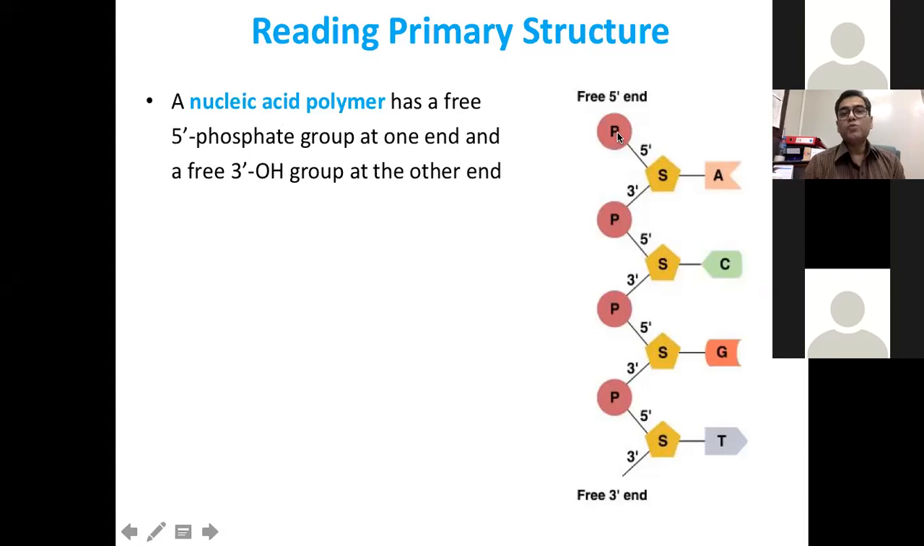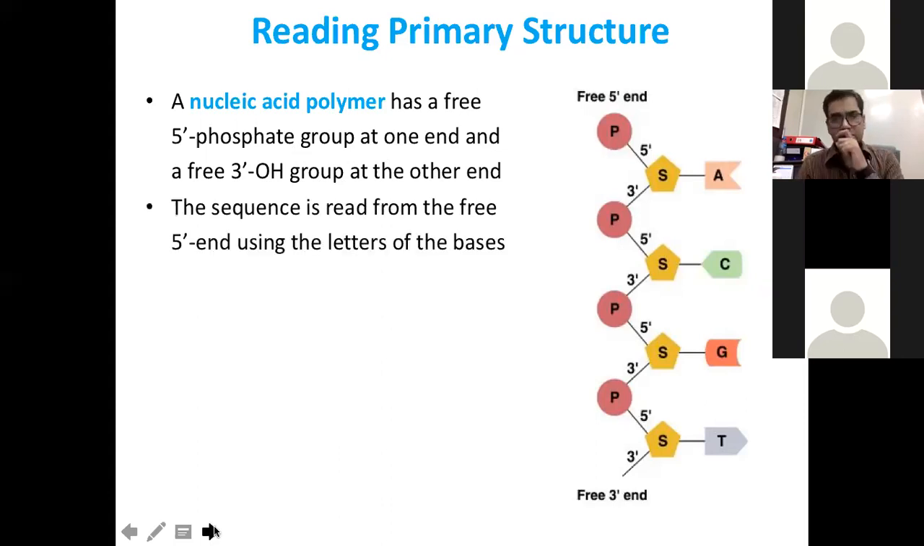Okay, so what we do, we start reading from this end, which is the 5 prime end. So there is a free 5 prime phosphate group at one end and a free 3 prime hydroxyl group at the other end. As you can see, this is the free 3 prime hydroxyl group. Okay, so we start reading in the 5 prime to 3 prime direction of the DNA strand. So this is how by convention we start reading the DNA template.